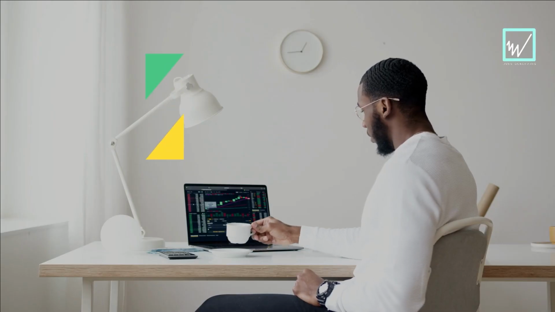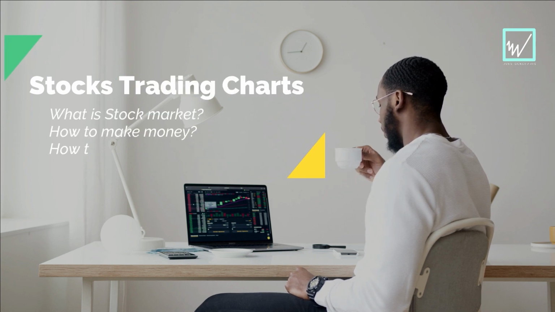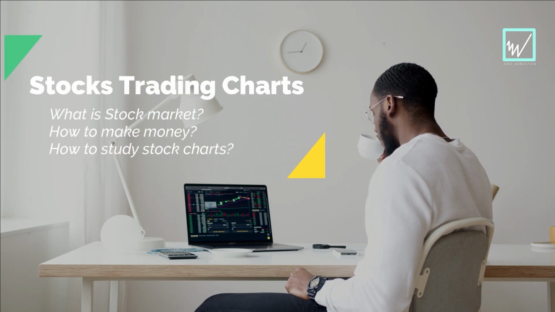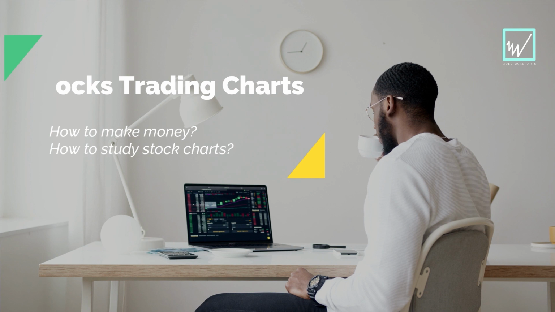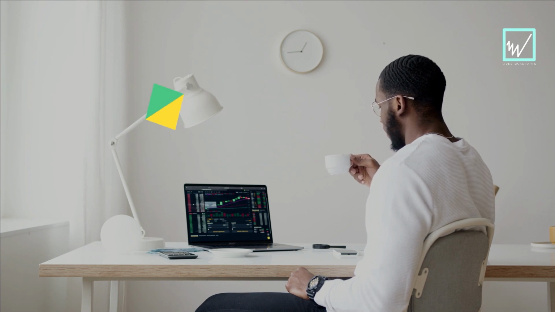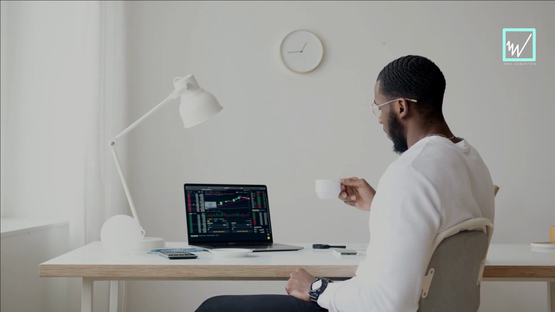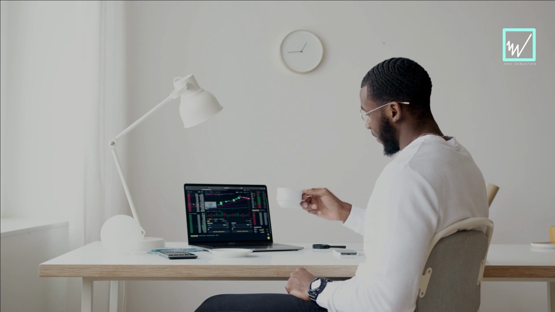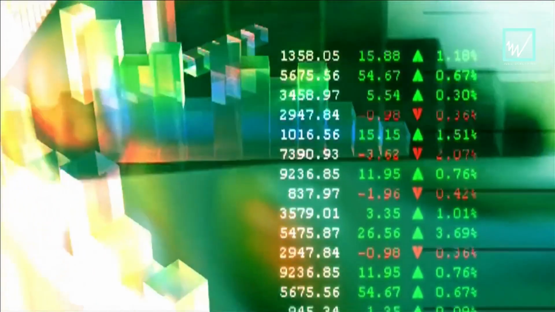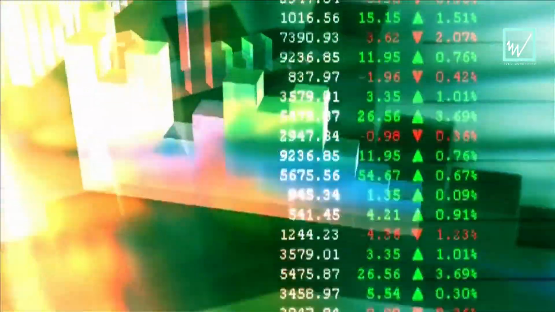How to study stock trading charts. What is stock trading? How do I make money from trading? How do you study stock charts? Anyone who invests money into any market or trade has only one thing in mind, which is to make profit, no matter how little. Stock trading and investment is one platform that assures you great returns for your money.